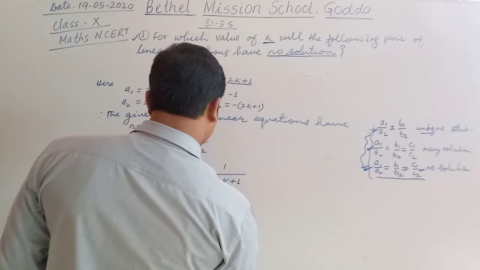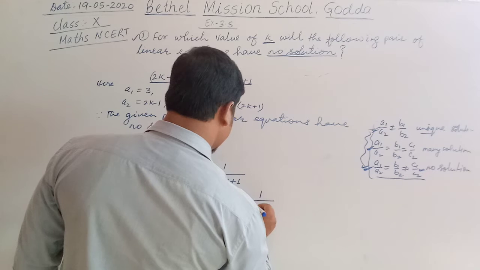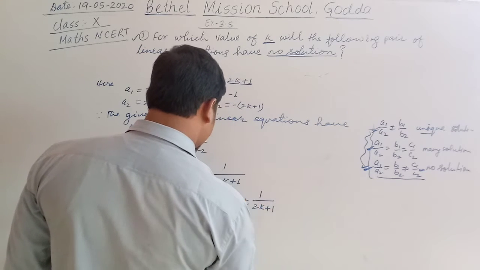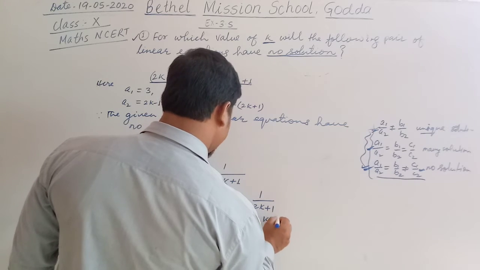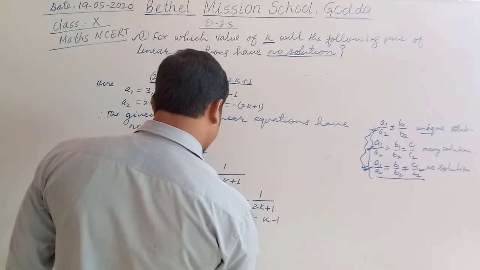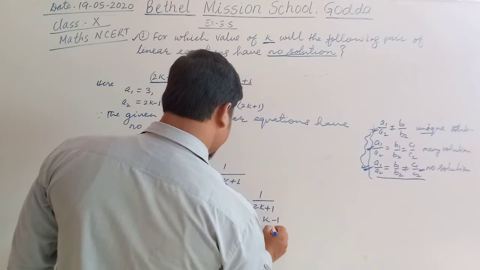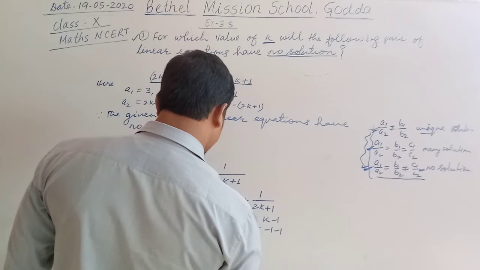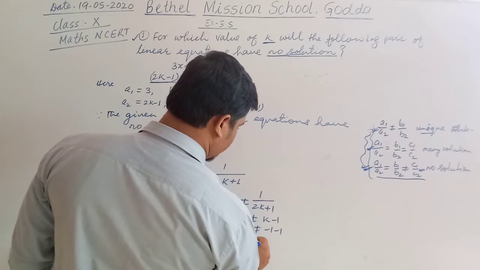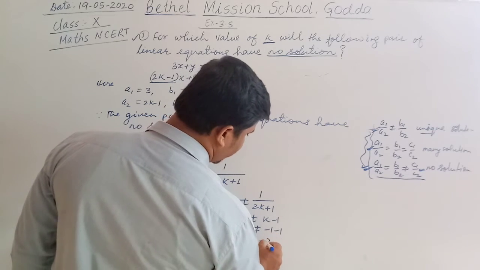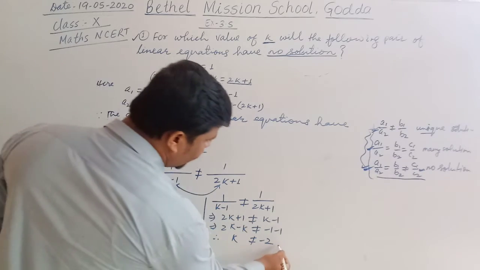So 1 upon k minus 1 not equal to 1 upon 2k plus 1. By cross multiplication we will get 2k plus 1 not equal to k minus 1. When you transfer, 2k minus k not equal to minus 1 minus 2. So k equal to 2 and k not equal to minus 2.